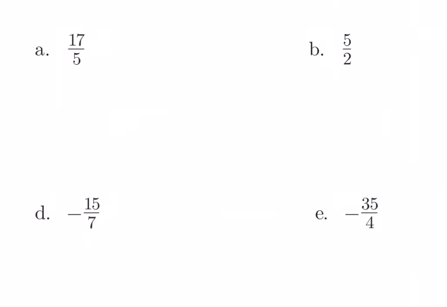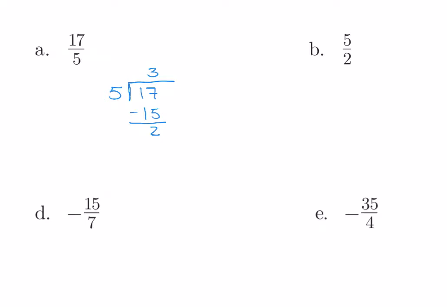If we look at example A, let's go ahead and set up our division problem. 17 goes inside, 5 goes outside. And so now how many times does 5 go into 17? It goes in 3 times. We multiply, we get 3 times 5 is 15. Subtract, we get 2.